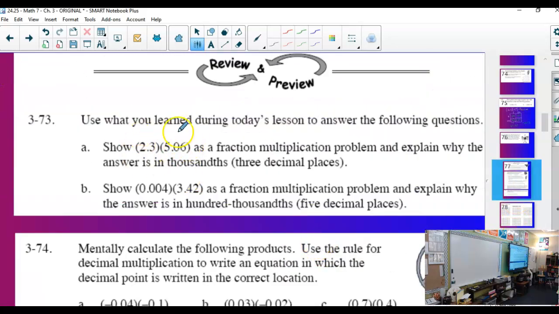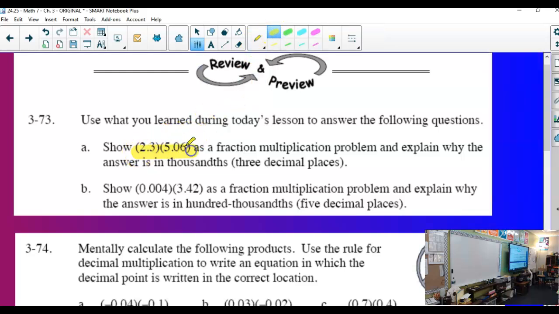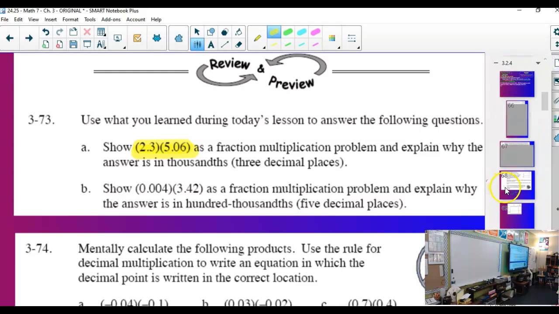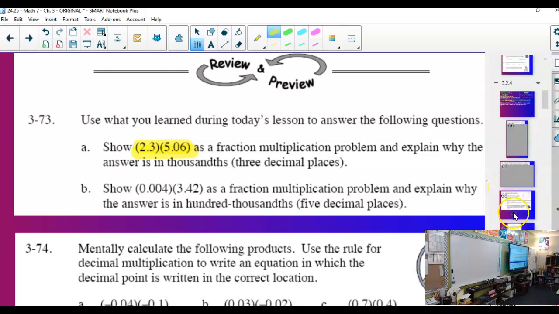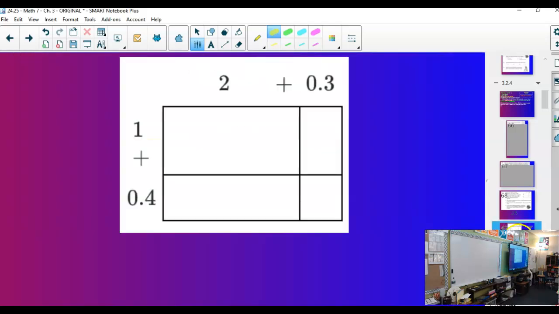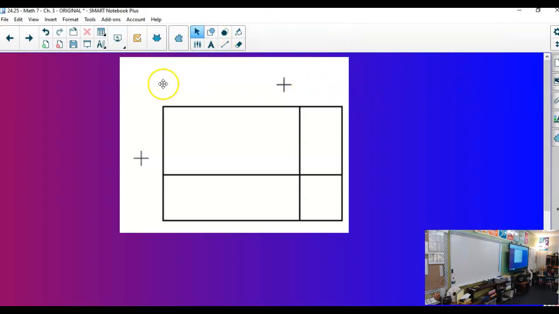We have this problem right here: 2.3 times 5.06. This is what we're trying to attack. Can anyone help me break those numbers up? Did I do it here? There we go. So we want to figure out how to break those numbers up, because we only want 4 boxes. We don't want to make this overly complicated. We're doing one of your homework problems together, so I hope you're doing it with me.